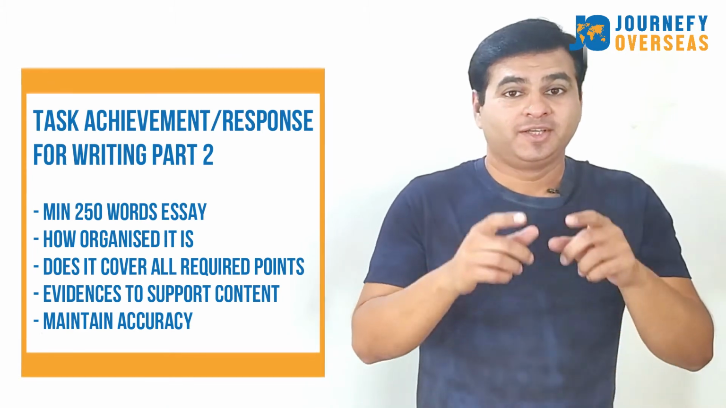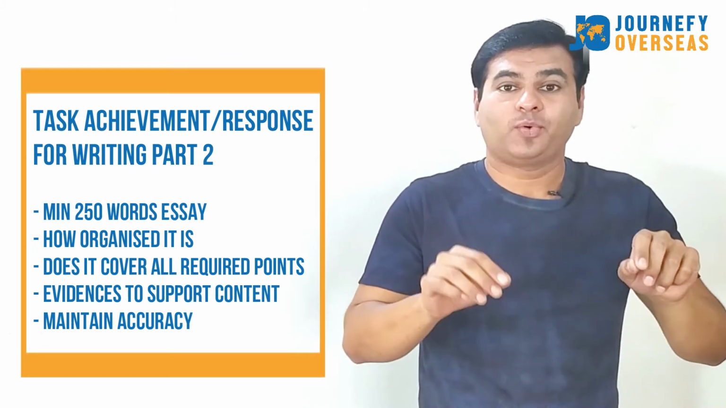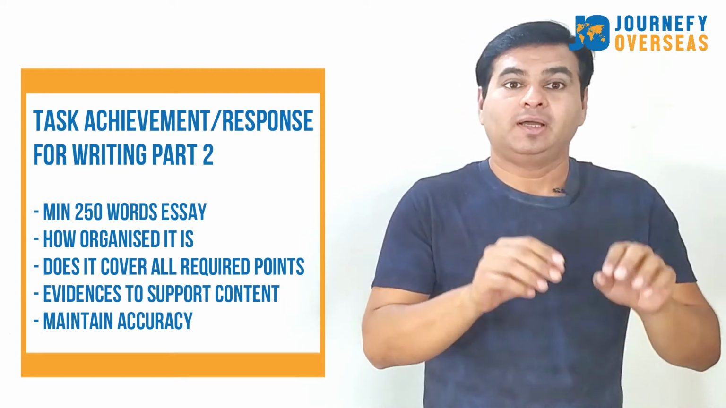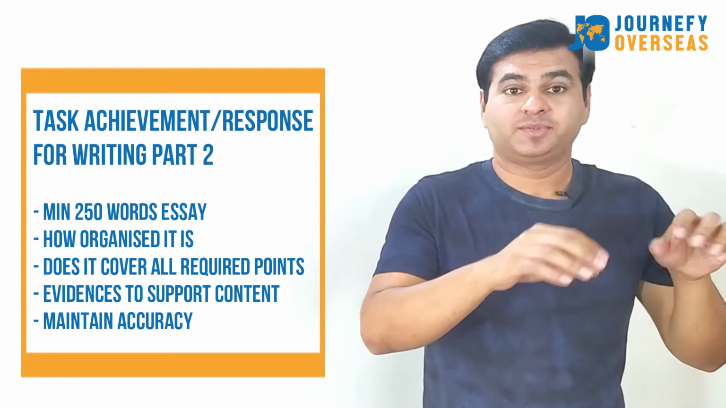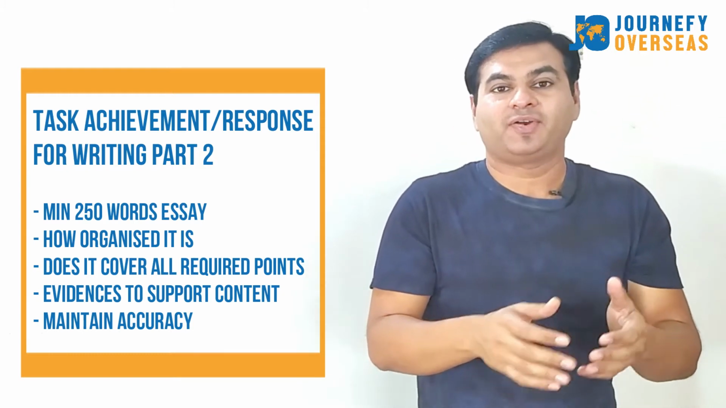In IELTS writing task 2, you need to write an essay. So how organized is your essay? Does it cover all the required points based on the given topic? Are there proper illustrations, examples, points and paragraphs in your essay? This is what is defined in task achievement and task response. So in short, task achievement and task response means how properly organized and how accurate your content is based on the given topic.